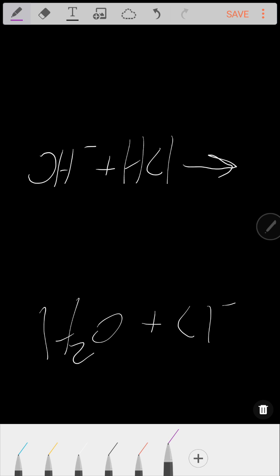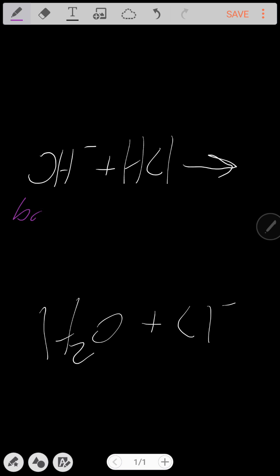Minus means that it can take a proton. So this is going to be a proton acceptor. This will be a base. And HCl, it looks like hydrochloric acid. That's a proton donor, so that would be an acid.